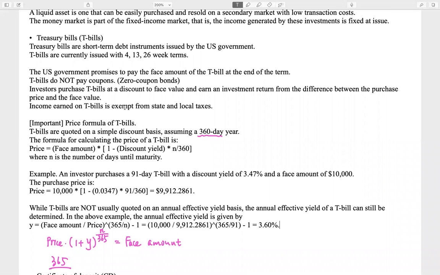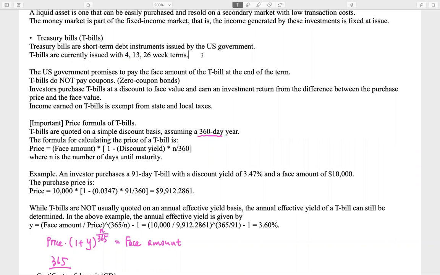So what I want you to understand from Treasury bills. First of all, you need to know they are issued by the U.S. government, and they are short term. They are never more than 1 year. Here, 26 weeks means 6 months. The government can issue T-bills up to 1 year, so up to 52 weeks, and as short as 1 month. So 4 weeks is about 1 month.